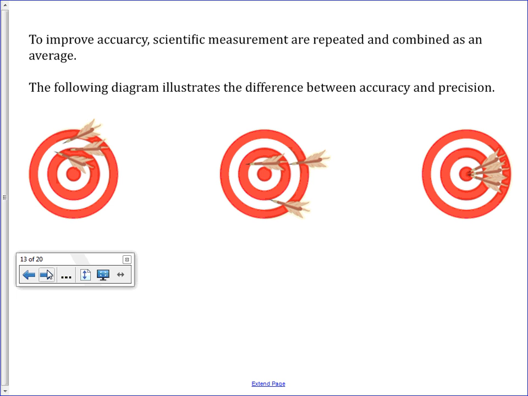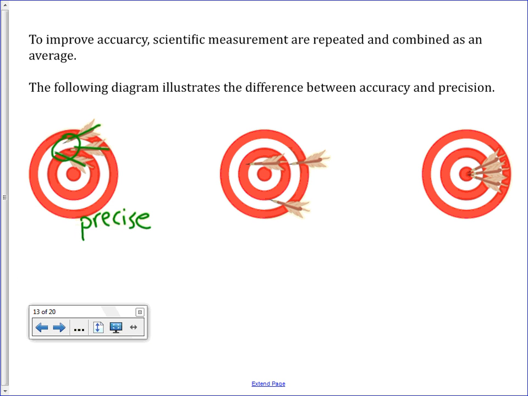So the following diagrams now describe the difference between accuracy and precision. Note in the first diagram, all the darts are close together. So we've hit a similar location on that dartboard. So we can say that the darts that we've thrown, the area that we've hit, are precise because they are very close together. But they're way off from that bullseye that we're trying to hit. So we can say that they are precise, but not accurate.